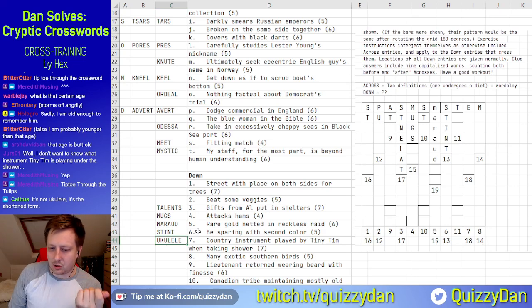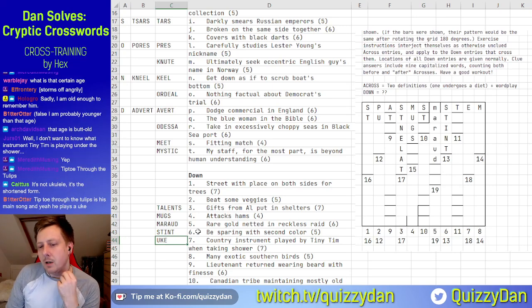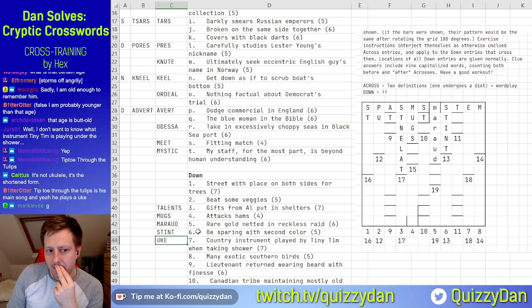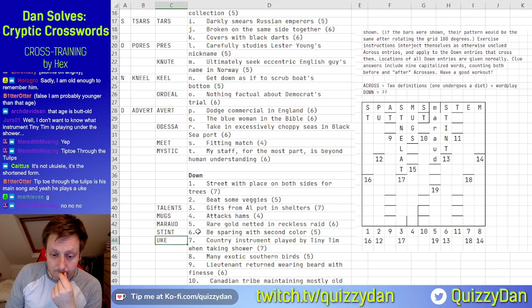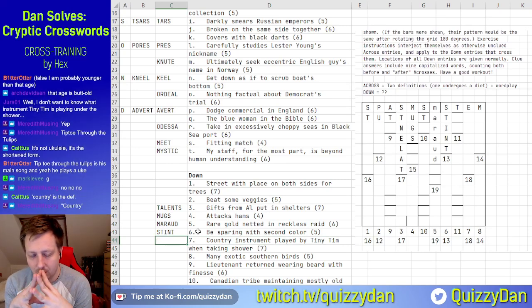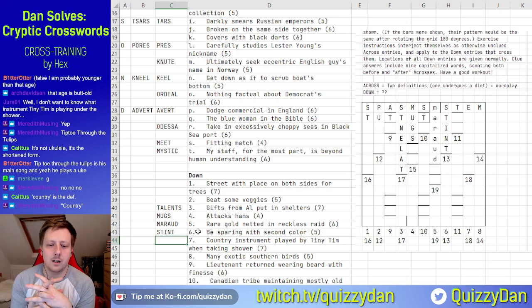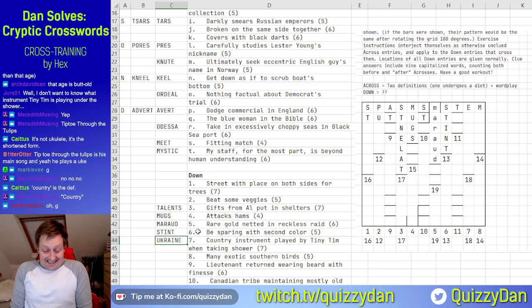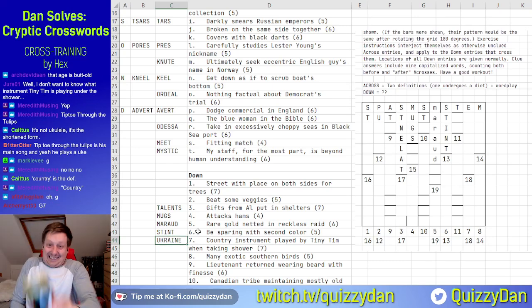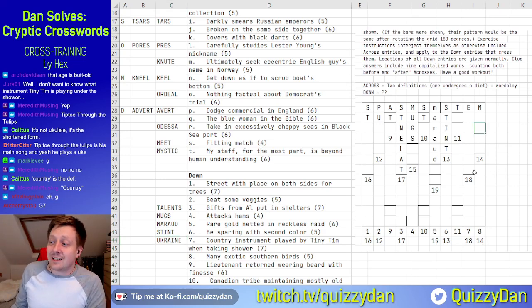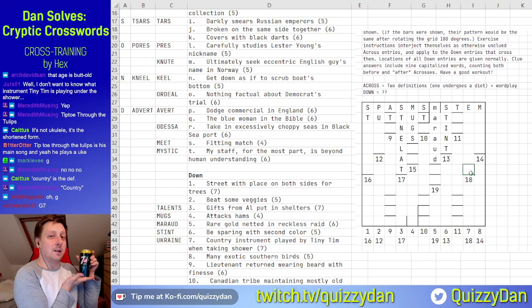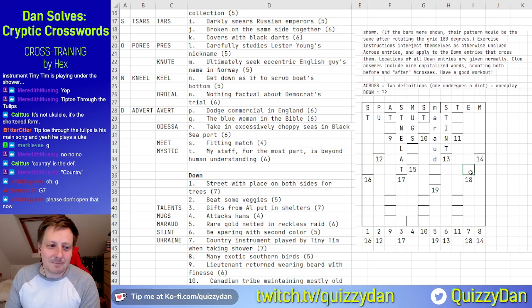Okay. So country instrument is a uke. Played by Tiny. Oh, okay, fair enough. Country is the definition. Oh, right. Oh, so instrument played by Tiny Tim is a uke or a ukulele. And the shower is rain. And it's absolutely ecstatic. It is a 7 down clue, but it's reverse. Actually, it's a 7 up clue. And what is 7 up? Other beverages are available. Brilliant.